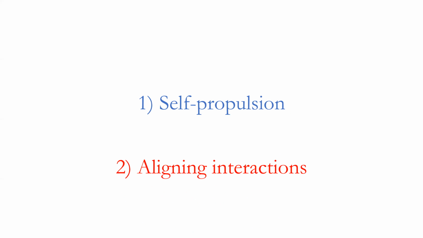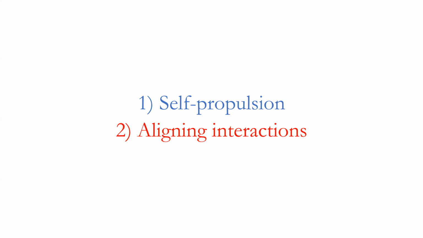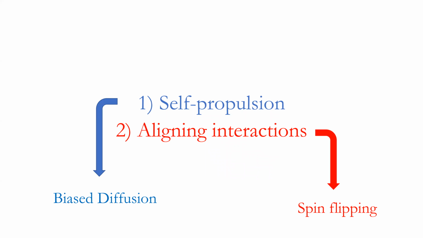Now, do you recall the two ingredients required for flocking? They were self-repulsion and aligning interactions. Let us see how these same two ingredients enter into the active Ising model. We have two corresponding processes that incorporate self-repulsion and aligning interactions. These are biased diffusion for self-repulsion and spin flipping for aligning interactions. These constitute a continuous time Markov process and have rates depending upon their spins.